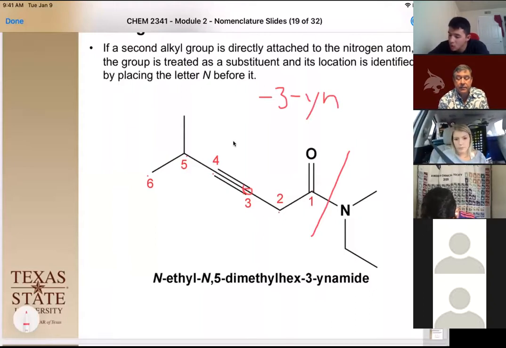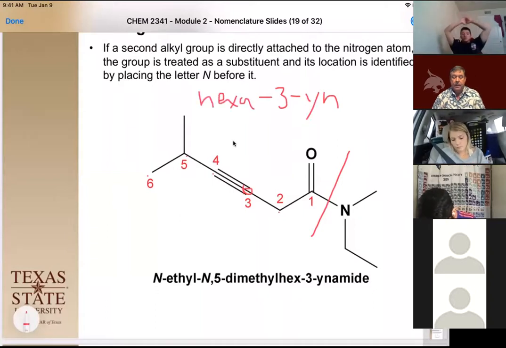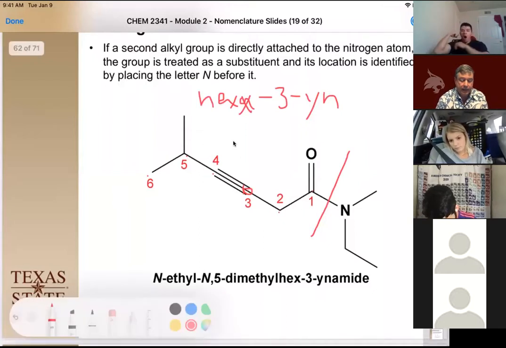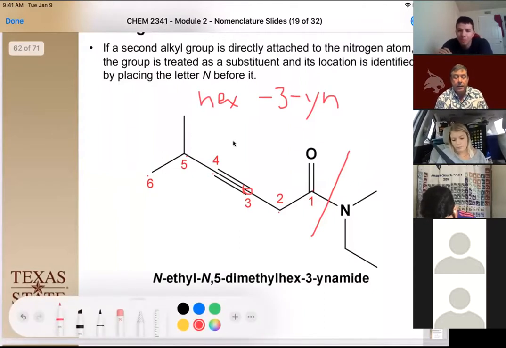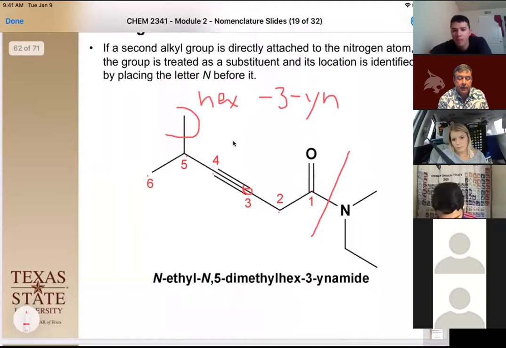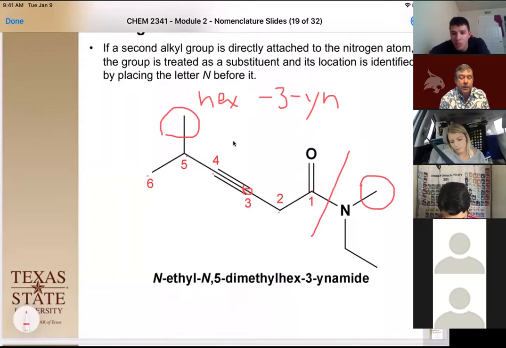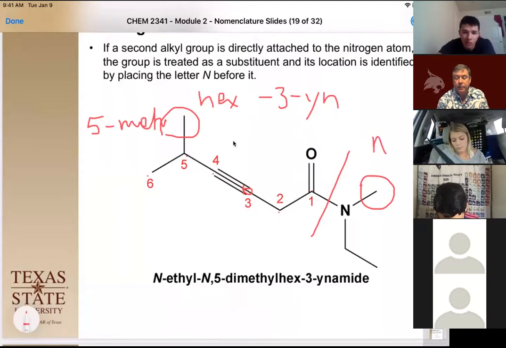We have 6, so we have a hexa somewhere. Actually, we're dropping the A because we have the eel. We dropped the A right there. And let's see, we have a substituent here on the 5 carbon. Ooh, but we have another methyl group here, but it's on the nitrogen. So this one's going to be a 5-methyl, and this is going to be an N-methyl.